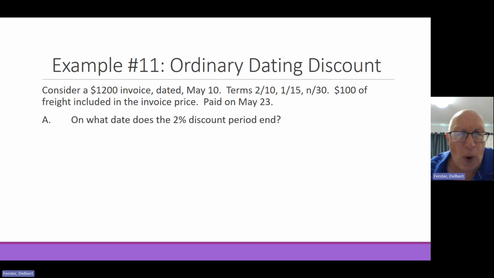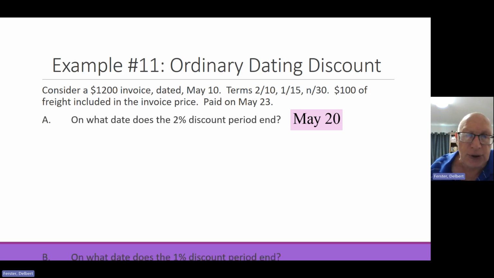So be careful with finding your percentages relative to the $1,200; it could get you in trouble. First question, on what date does the 2% discount end? Well, the 2% is good for 10 days after the receipt of that invoice, which was dated May 10th, so that should be the 20th. So if we can pay before May 20th, we'll be eligible for the 2% discount. It looks like we paid on the 23rd, so we're going to miss out on that one.